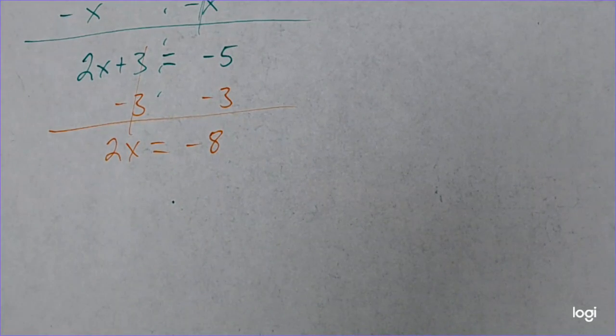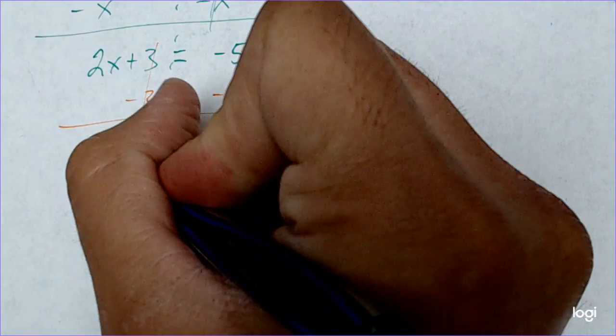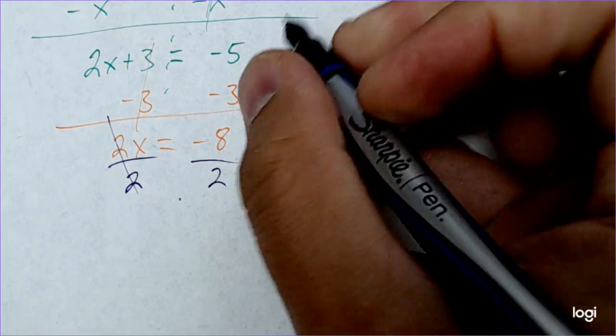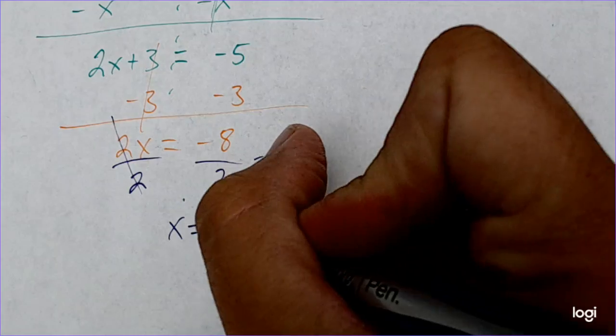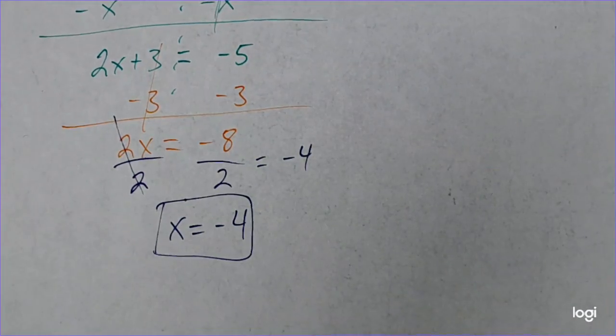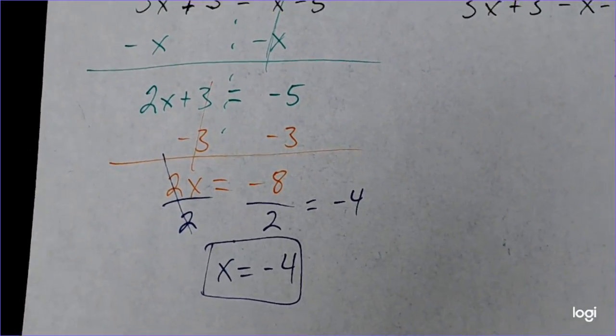Now I do the whole thing all over again, but for the last step. And the last step is just going to get rid of the 2. Since it's 2 times x, the opposite action is to divide. I'll do that with a fraction. Negative 8 over 2 reduces to negative 4, which means that x is equal to negative 4. Final answer.